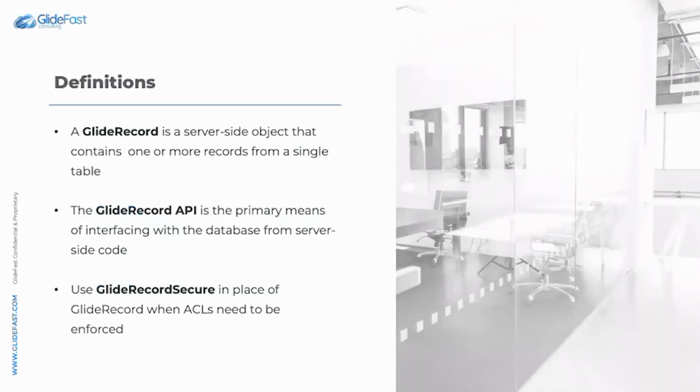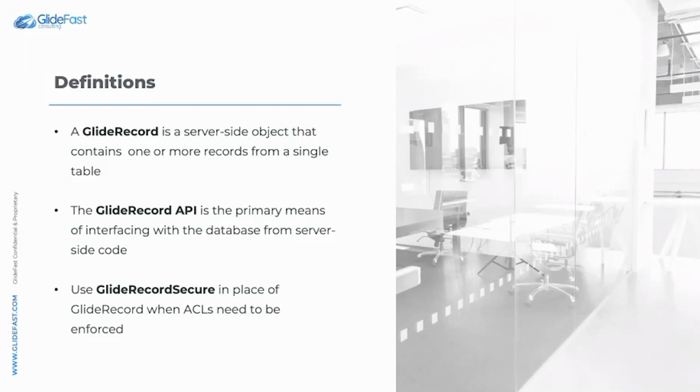Let's start with GlideRecord. GlideRecord, very simply, is a server-side object that contains one or more records from a single table. So we as developers create GlideRecords. We supply them with queries so that they know what information to go get from the database. And then we act upon those GlideRecords, typically by iterating the GlideRecord and either setting values and updating the database, or getting values from the database so that we can use them in our code or display them to the user. So in a nutshell, that's what a GlideRecord is.